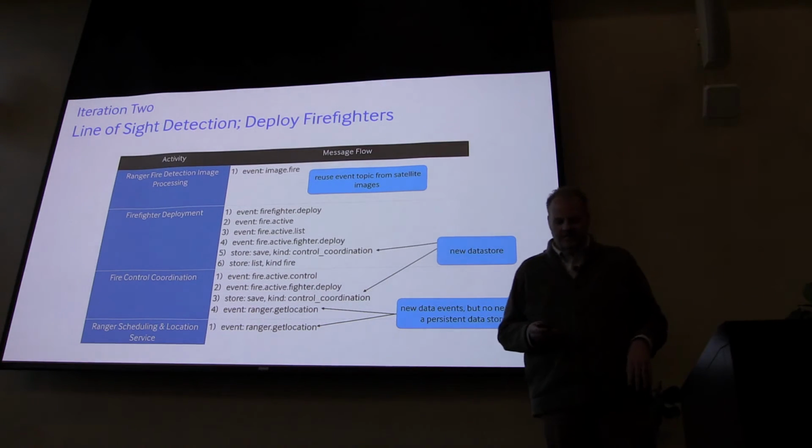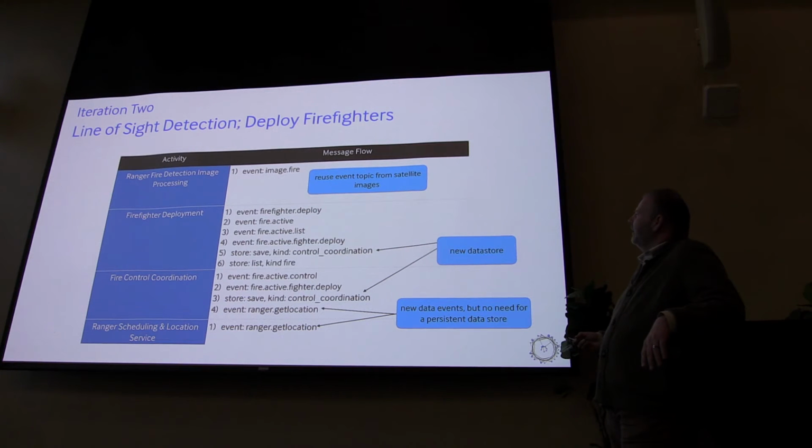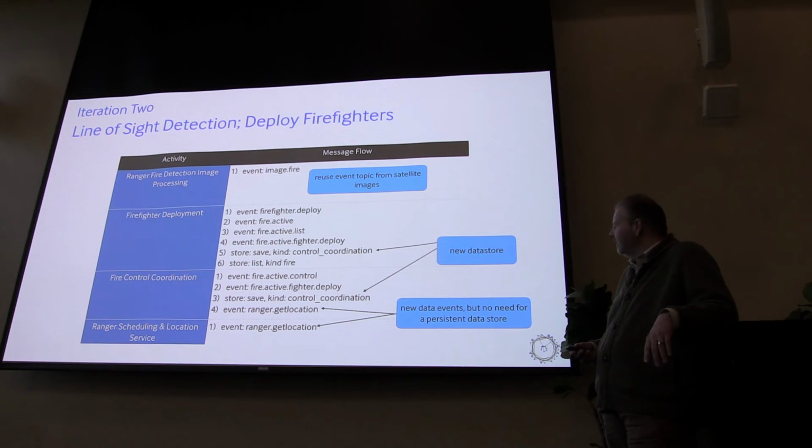More messages, building on what we had before. So you see some of the ones from last week. Fire active is still there. That fire active list is there now. But we got some new ones. We got some stuff where we're talking about firefighters. We're talking about where the rangers are located. And we've defined some activities that have to use these events. Remember, we haven't designed any components yet. All we're talking about is what conversations have to happen for these things that we wanted to do.